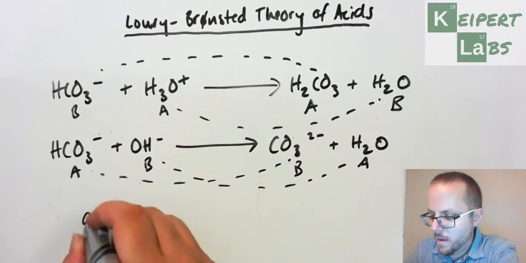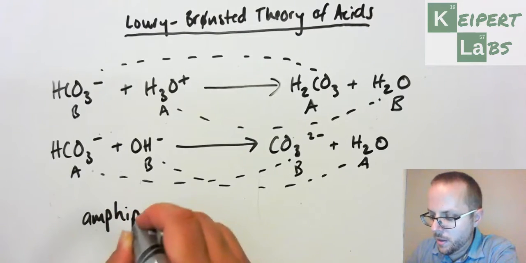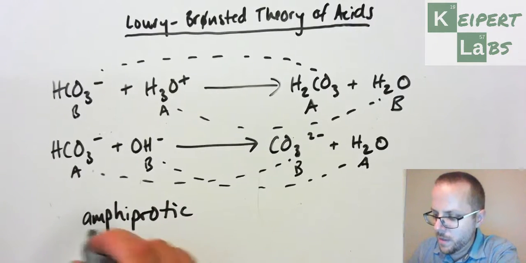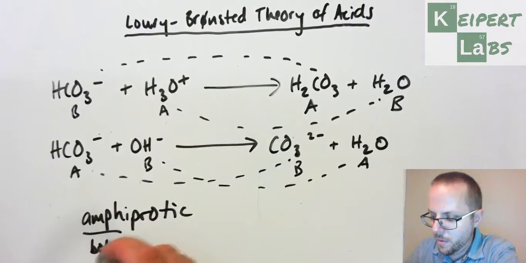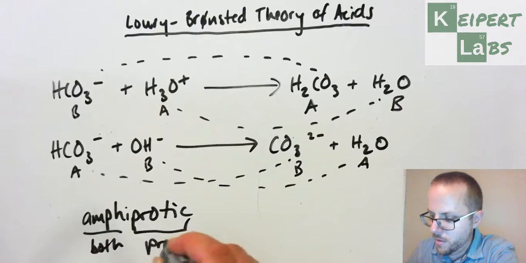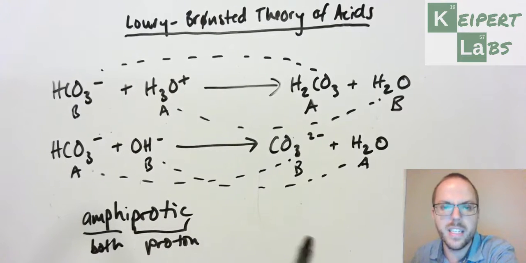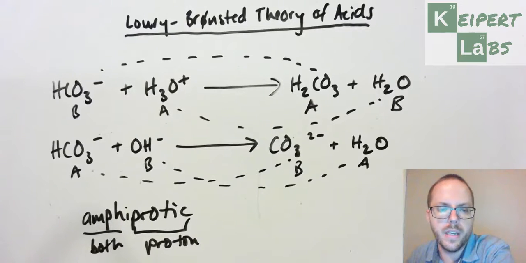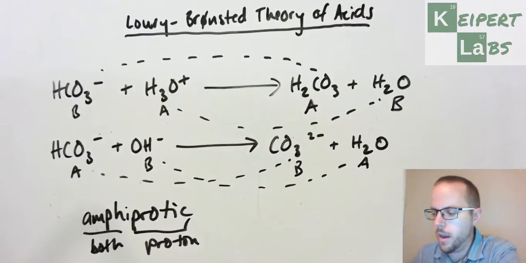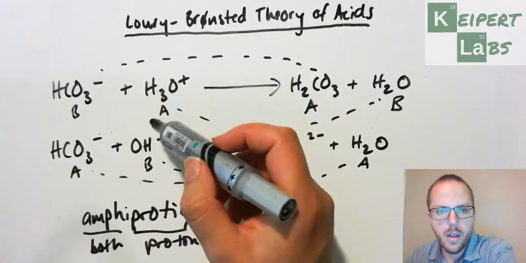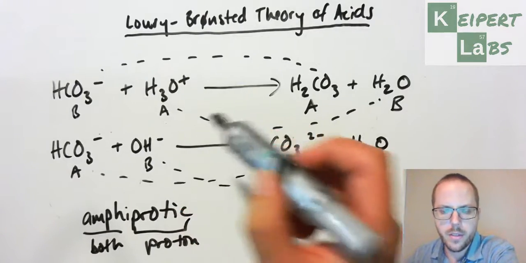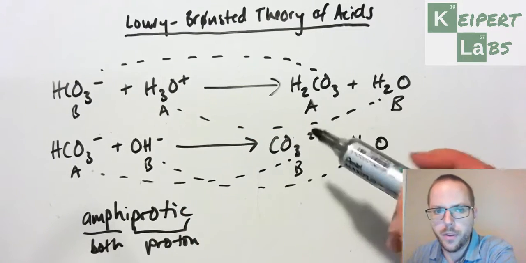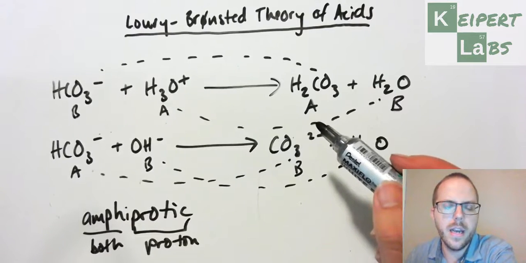So we say, because it can do both, that it is amphiprotic. Amphi referring to both, and protic referring to protons, or related to protons. So it can both give and receive protons. It can donate or accept protons, depending on what we react with. Now, notice that it's not reacting with the same stuff. We've reacted it with two different things, but rather than always behaving as an acid or always as a base, it's been able to do both.